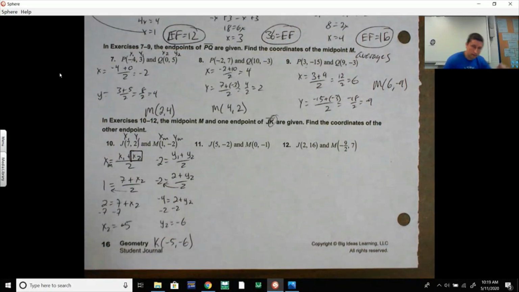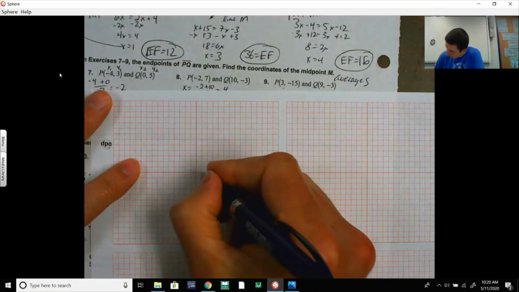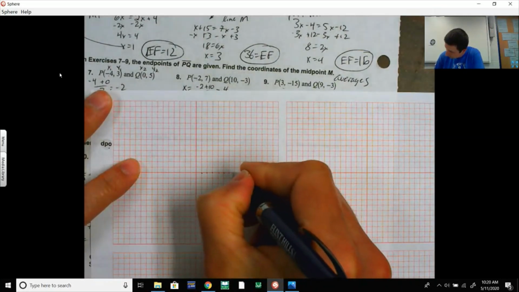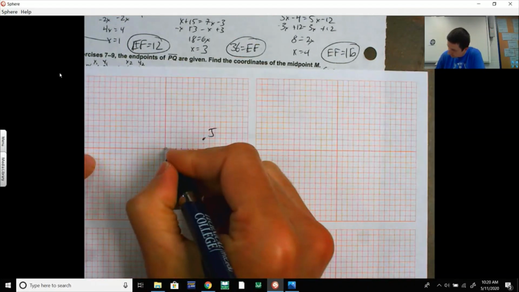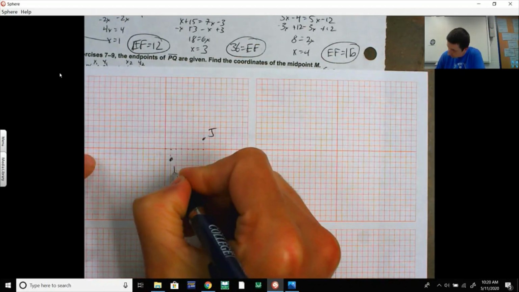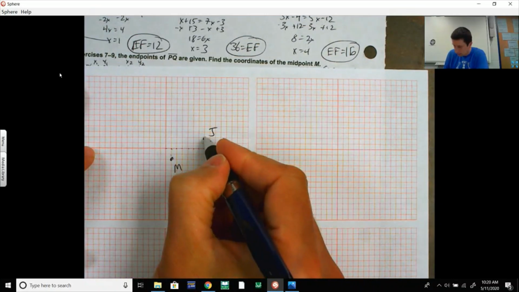Okay, now let me get some graph paper. A graph can be very helpful for using this as well. So if I have J at 7, 2, 1, 2, 3, 4, 5, 6, 7, 1, 2. Here's J. And M is at 1, negative 2. Here's M. Okay, that segment has to be going in this direction.